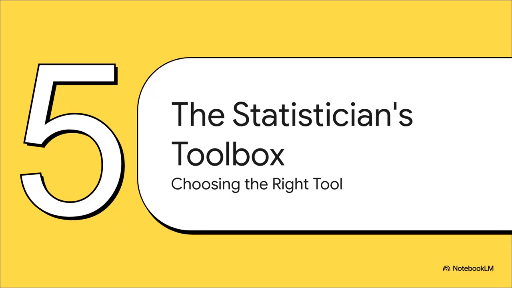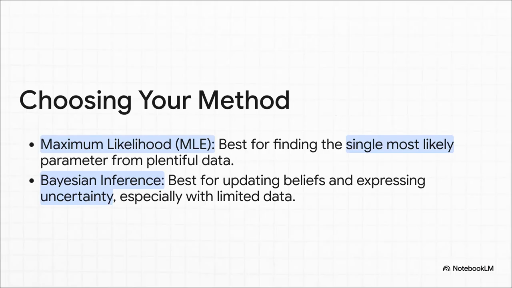So what's the big takeaway here? Well, maximum likelihood and Bayesian inference aren't rivals. Think of them as complementary tools in a statistician's toolbox. You just have to know which tool to pull out for which job. So if you remember one thing, make it this. MLE is your go-to when you have solid data and you need to find the single most probable answer. Bayesian methods are your tool for updating your beliefs about reality, especially when data is thin on the ground or when you really need to get a handle on your uncertainty.